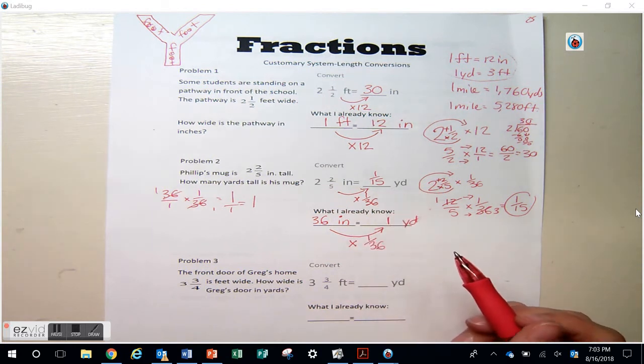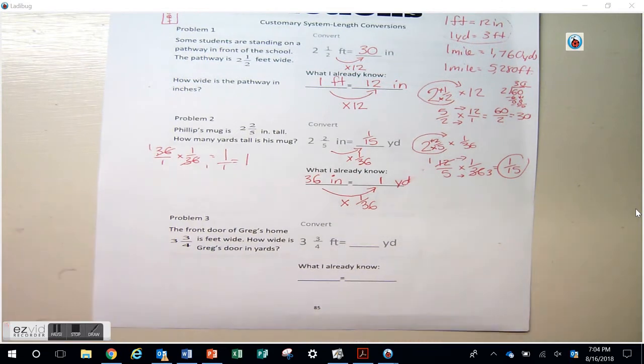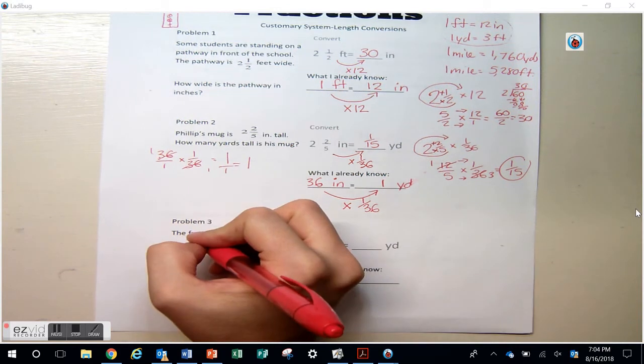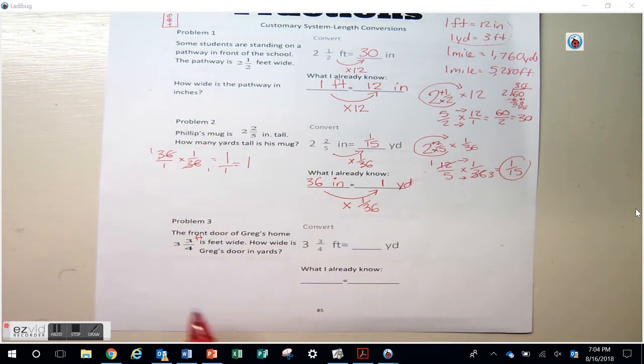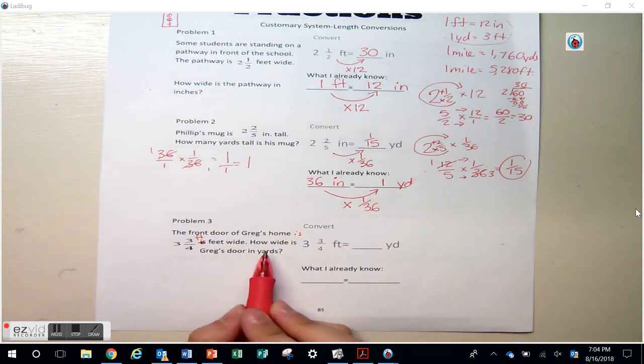Let's look at problem 3. The front door of Greg's home is 3 3/4 feet. Whoops, typo there. 3 3/4 feet. Oh, the "is" was moved. Wide. How wide is Greg's door in yards?